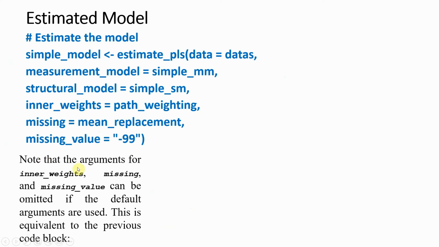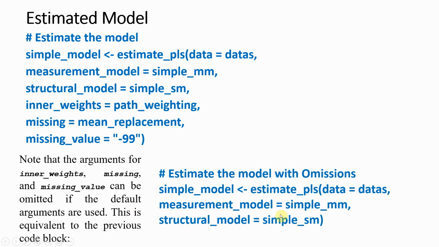However, note that the arguments for inner weights, missing, and missing value can be omitted if the default arguments are used. Now, if you are using the default arguments, you do not need to write this. And then it's simply like this.